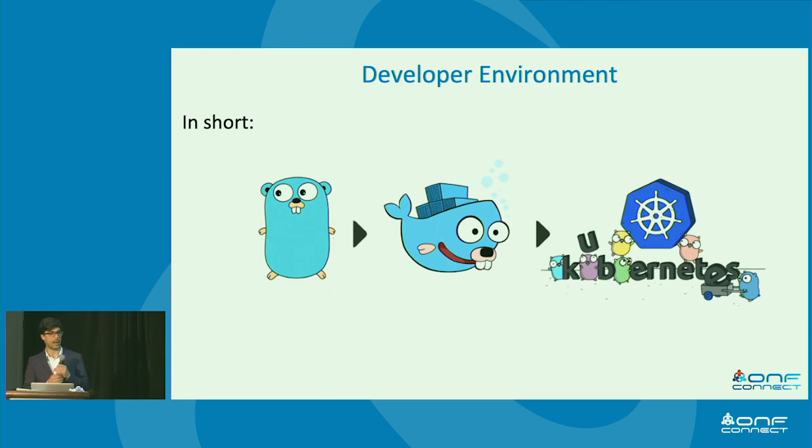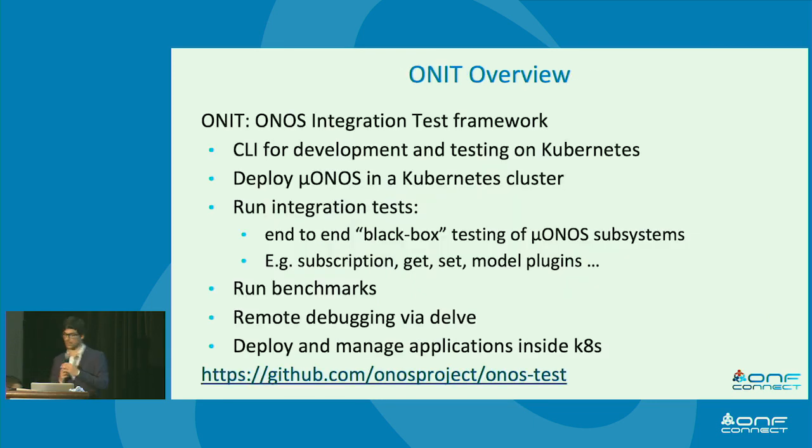So in short, what happens is that you take Golang, you package it in a Docker container, and you deploy it in Kubernetes. That's what the industry is going for in many, many different projects. And we decided that the next architecture of µONOS had to do it like this. So then, for the ONIT overview, I'll let Jordan continue.